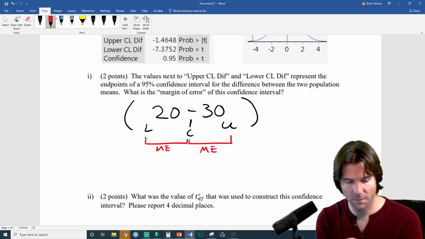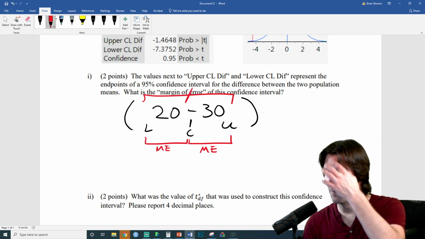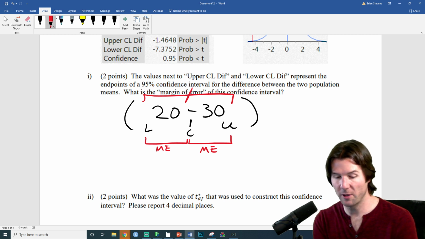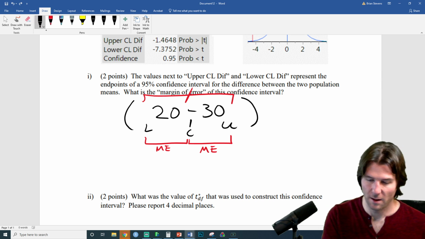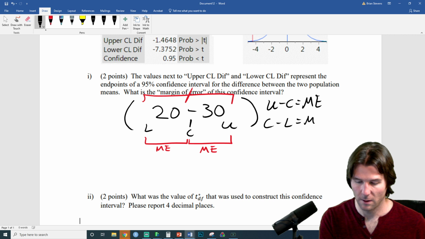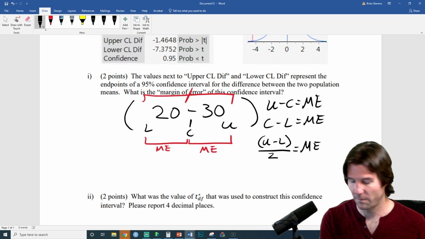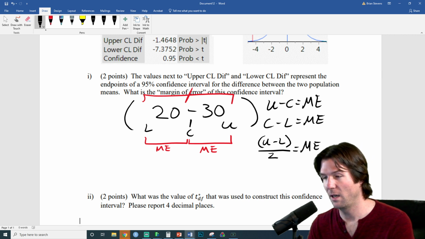That's another margin of error. And that's another one. So what do we see right here? We have 3 formulas. The 3 formulas are upper minus center, center minus lower, and 1/2 upper minus lower equals margin of error. So these are all the formulas with Chapter 19 homework.